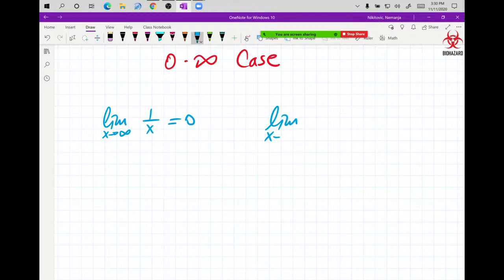If the limit as x goes to 0 of 1 over x, we know by the vertical asymptote that it will give us positive or negative infinity depending on which side you approach. If you recall, the graph was like this, right? So if you approach from the left, it's minus infinity. If you approach 0 from the right, it's positive infinity. We don't care which one we get.